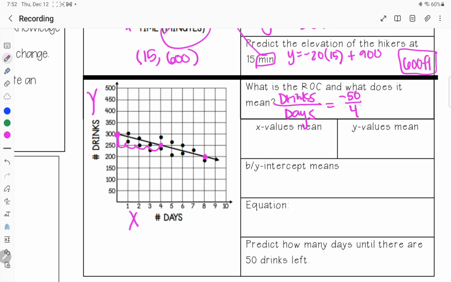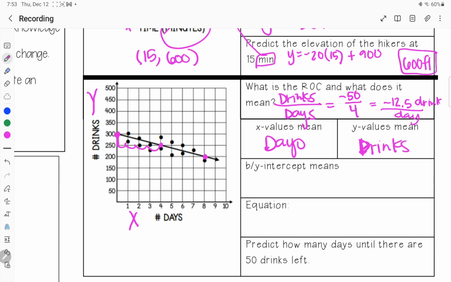So really what this is saying, and you can leave it like this, but I'm going to change it to, we lose 12.5 drinks per day, because that is what this is, drinks over days. So they're selling on average about 12.5 drinks a day. So obviously they're not selling half a drink, but when they average it out, that's what it is. All of my X values are representing days. All of my Y values are representing drinks.